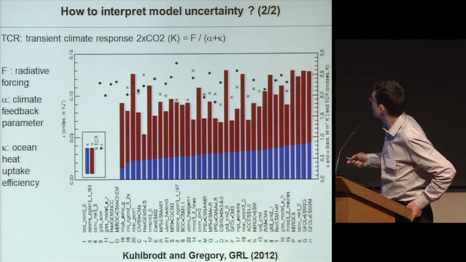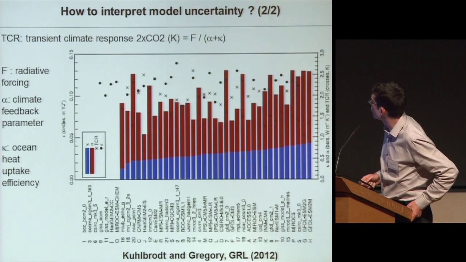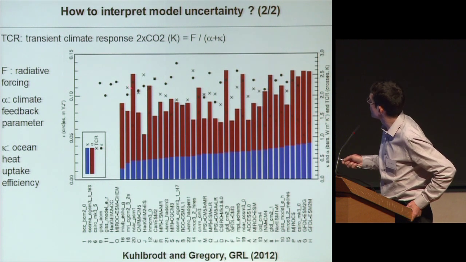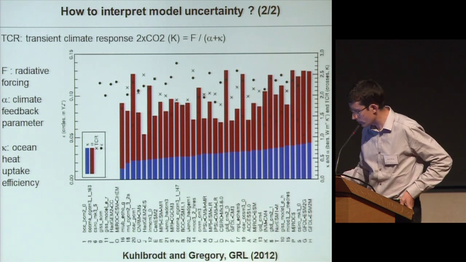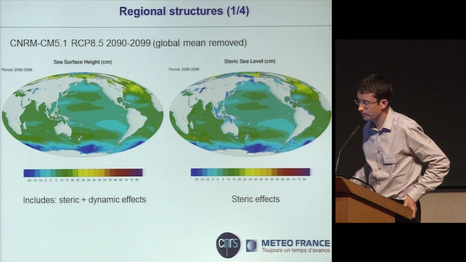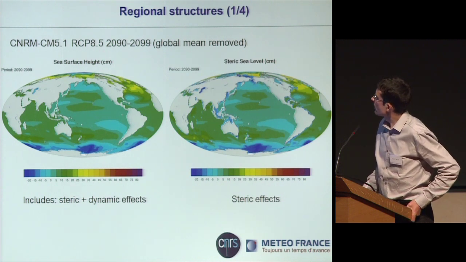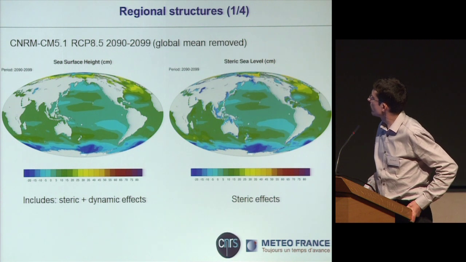So you see that for increasing alpha plus kappa here, the red plus blue bar, the transient climate response is decreasing. So this is a way to analyze the differences between models. Now, more results about the late 21st century.